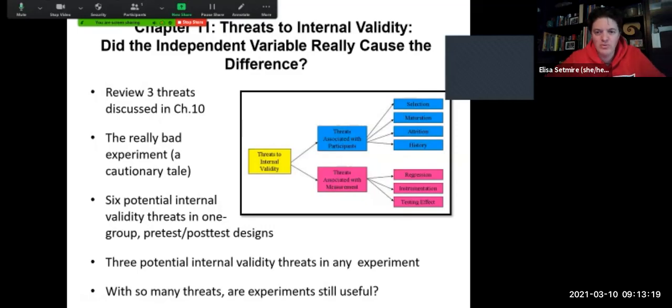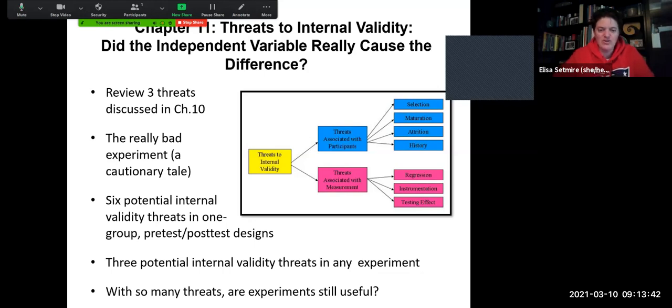Did the independent variable really cause the difference? So we're continuing to build on all of the things that we've talked about, and several of the things in this chapter we're kind of elaborating on from a previous unit. But we'll look again at some of the threats that we discussed in Chapter 10. We'll talk about the really bad experiment, a cautionary tale, something that's covered in the textbook.